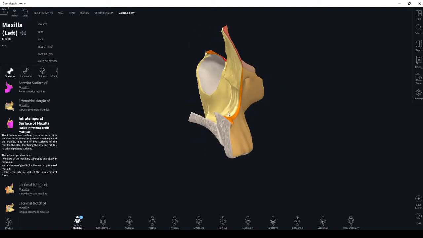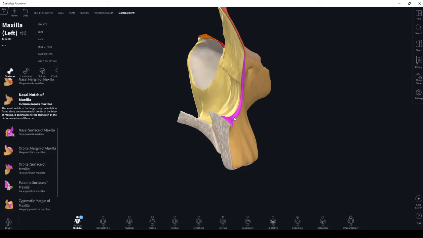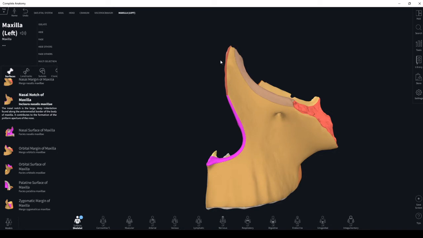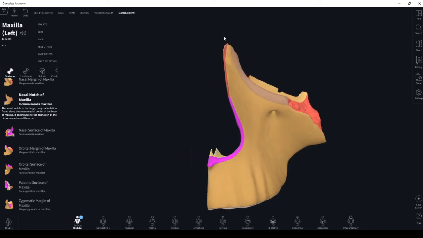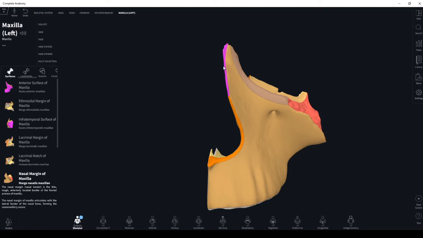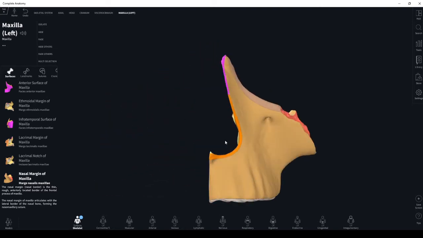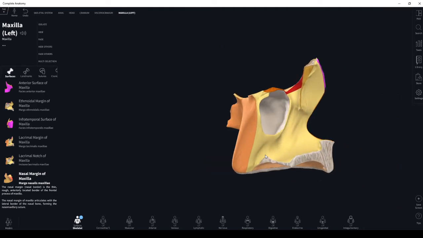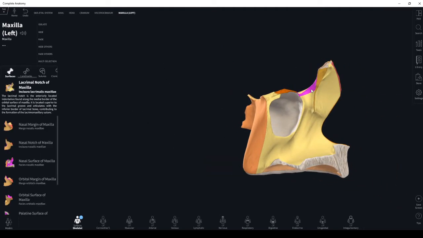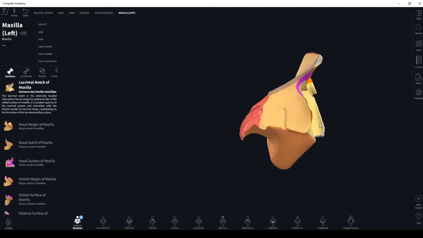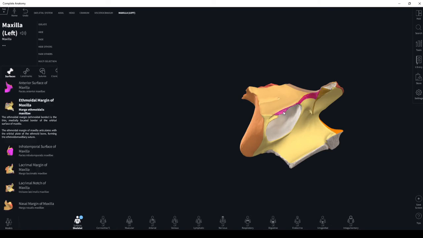And borders. First, this rim is the nasal notch of the maxilla, also the nasal border, which together with the nasal margin of the opposite side forms the piriform aperture, the piriform notch of the maxilla. Also, we have the lacrimal border, lacrimal notch, ethmoidal border and ethmoidal notch, margo ethmoidalis.